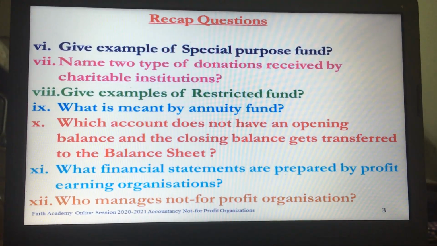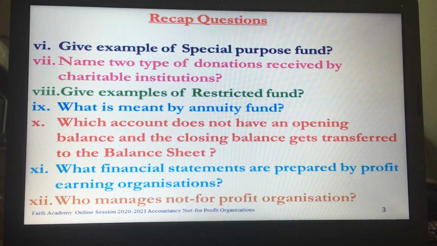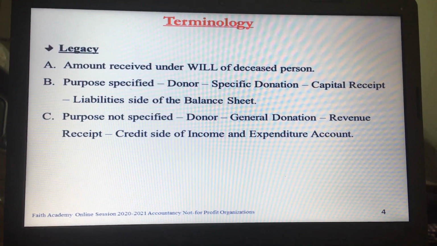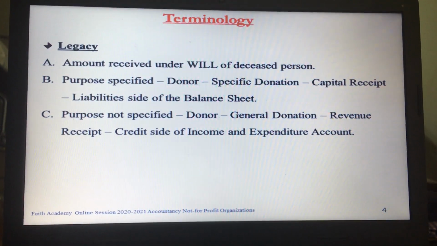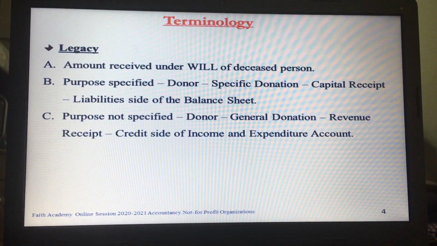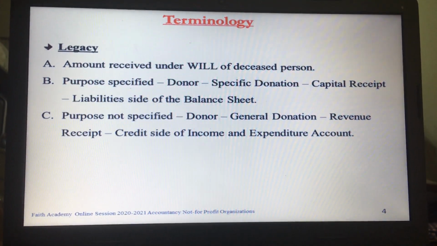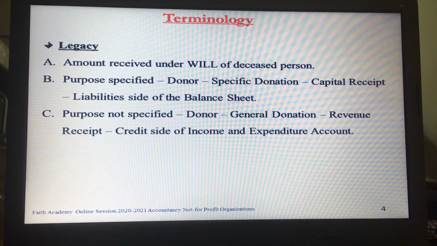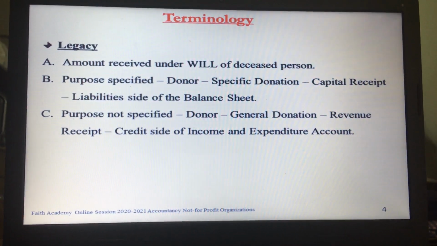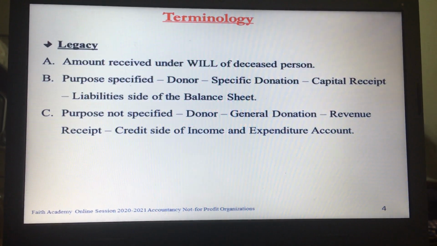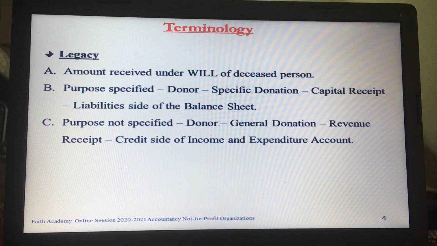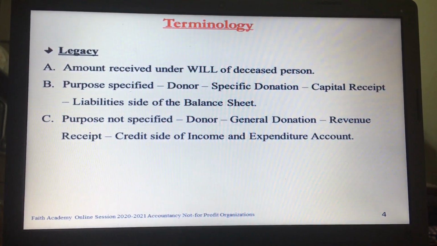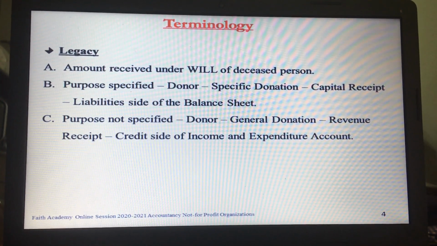Let's proceed to this session today. We are continuing with the terminologies. The terminology which we'll talk about today is legacy. Legacy is amount received by the not-for-profit organization under will of a deceased person. For example, a person before dying already had communicated to the nominee that this much amount has to go to a particular not-for-profit organization. In such a case, the amount that is received is called legacy.